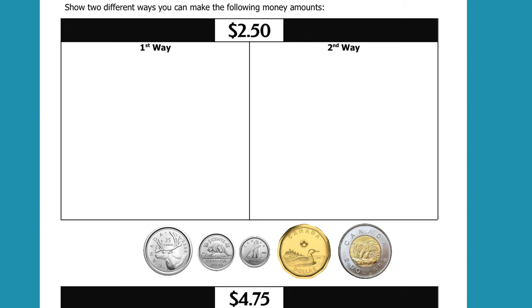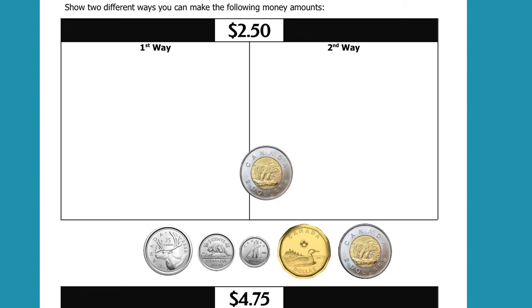So this question wants us to show in a couple different ways how we can make the following amounts. The first amount we're given is $2.50. So we're just going to drag and drop the different coins here that will make that. There are going to be many different answers we could make, but we're just going to show 2 of them.